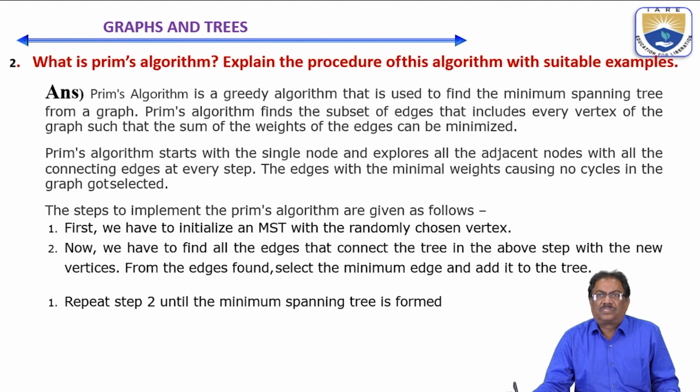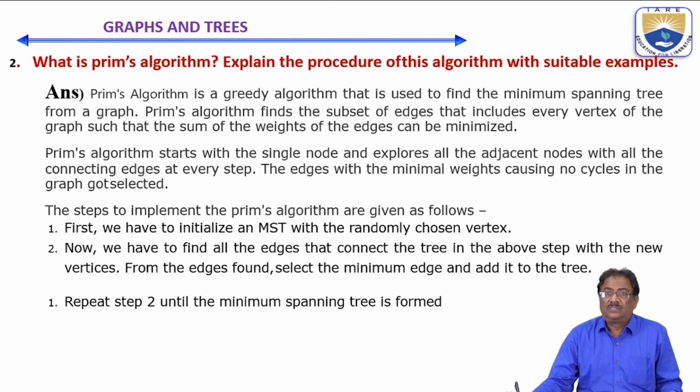Prim's algorithm starts with a single node and explores all the adjacent nodes with all the connecting edges at every step. The edges with minimal weights causing no cycles in the graph get selected. The steps to implement Prim's algorithm are given as follows.